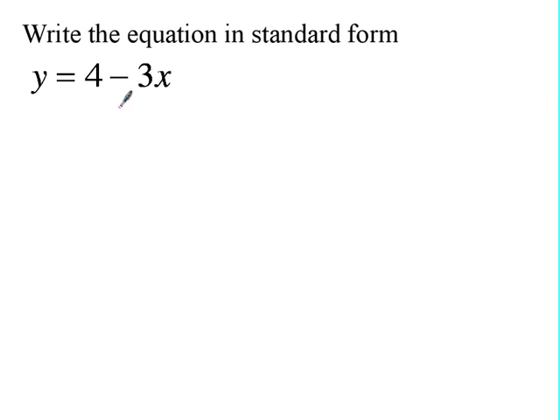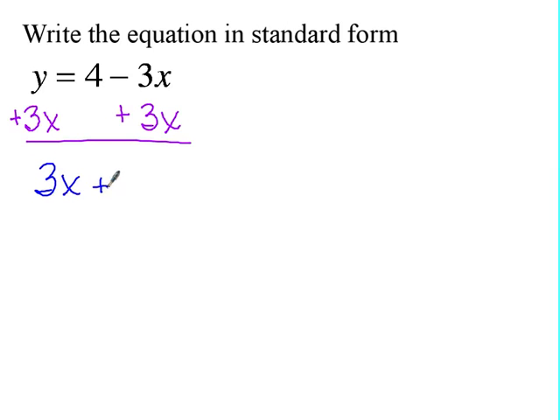Yep, let's add 3x, because let's move the 3x over to the left side of the equation. Because then what's going to happen is the x and the y will both be together, which is what we talked about. And then everything else will be on the right side. So on the left side I get 3x plus y equals what?